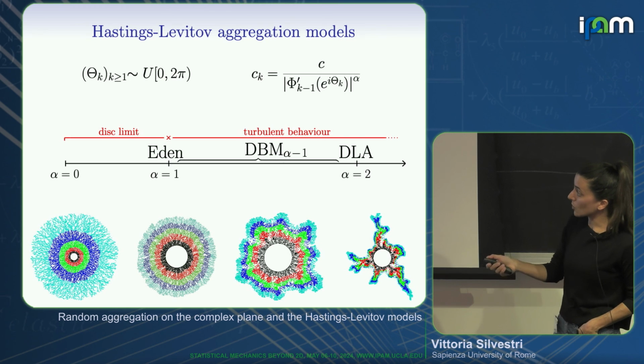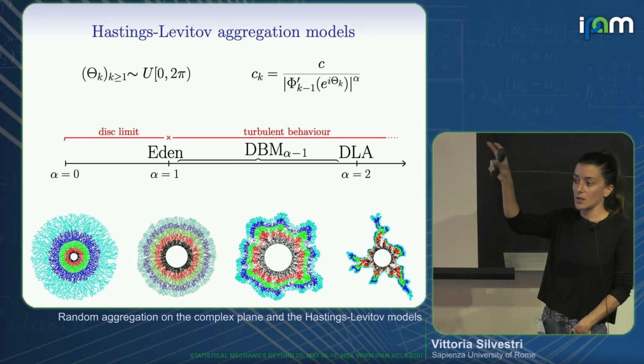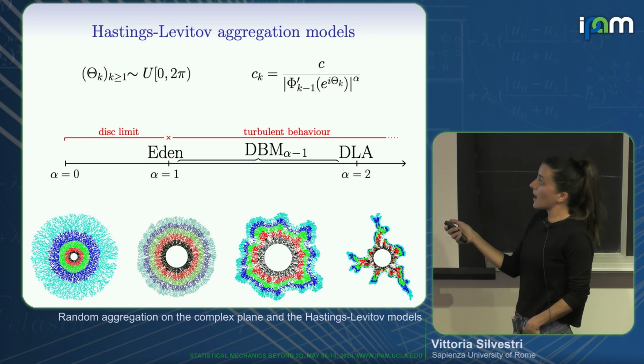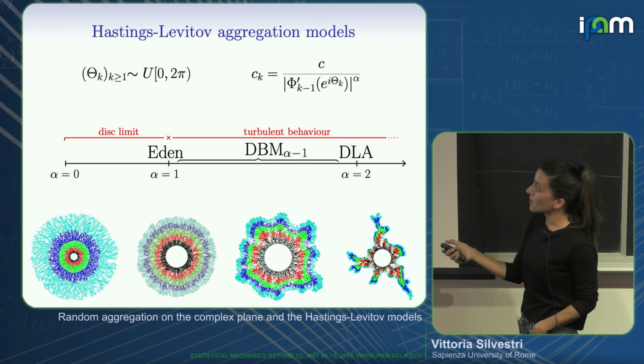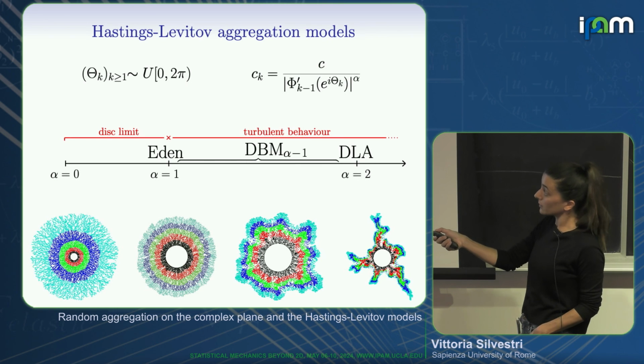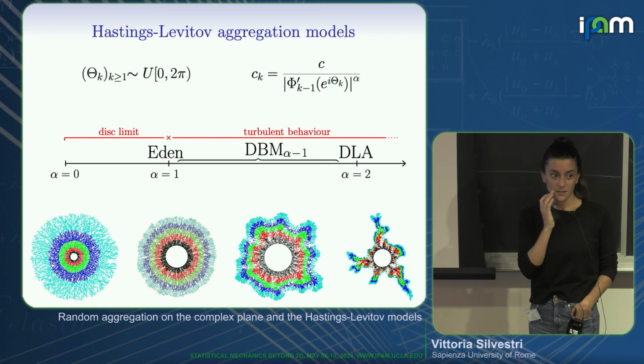And so the regime below 1, you expect a deterministic limiting shape, and by rotational invariance, you expect disks if you start from disks. And above 1, you expect macroscopic fluctuations, and this is what Hastings and Levitov called the turbulent regime. And at alpha equals 1, there should be a phase transition.